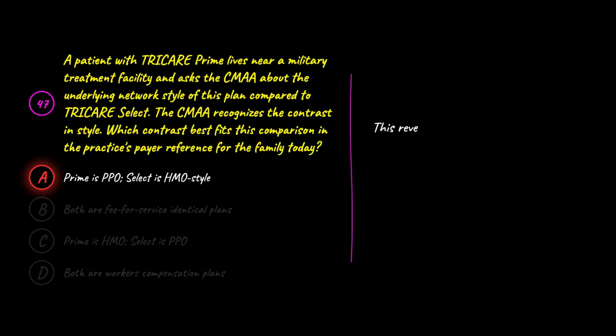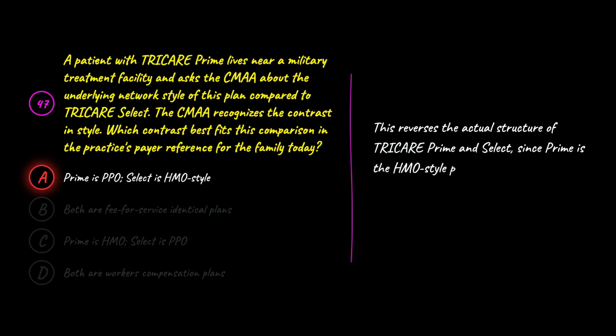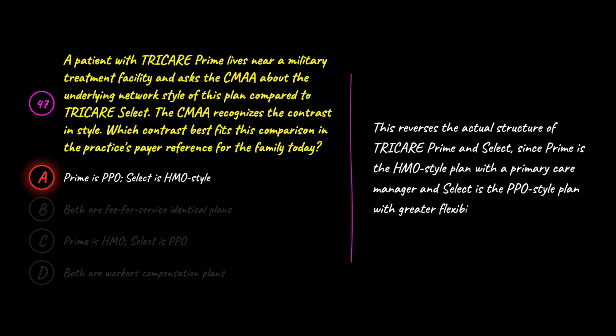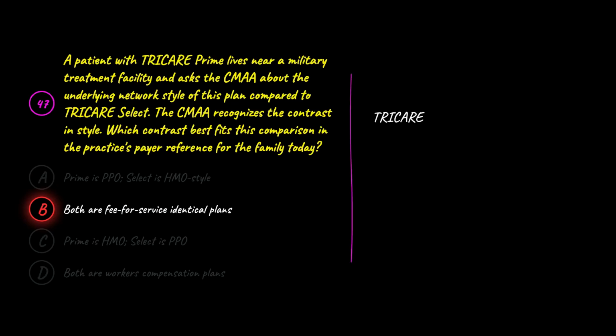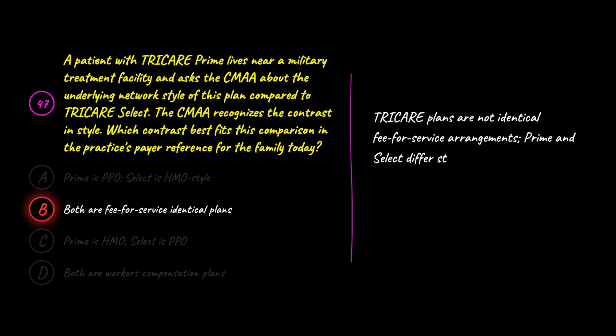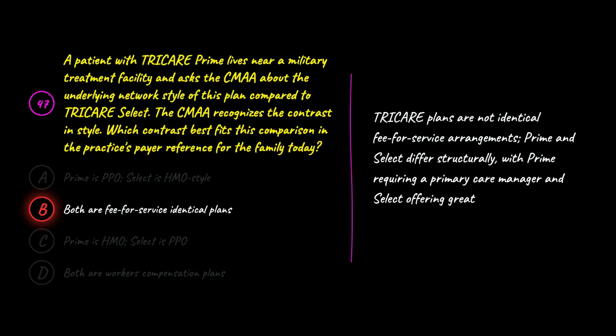A is wrong because this reverses the actual structure of TRICARE Prime and Select. Since Prime is the HMO style plan with a primary care manager and Select is the PPO style plan with greater flexibility. B is wrong because TRICARE plans are not identical fee-for-service arrangements. Prime and Select differ structurally, with Prime requiring a primary care manager and Select offering greater flexibility through a PPO style network.